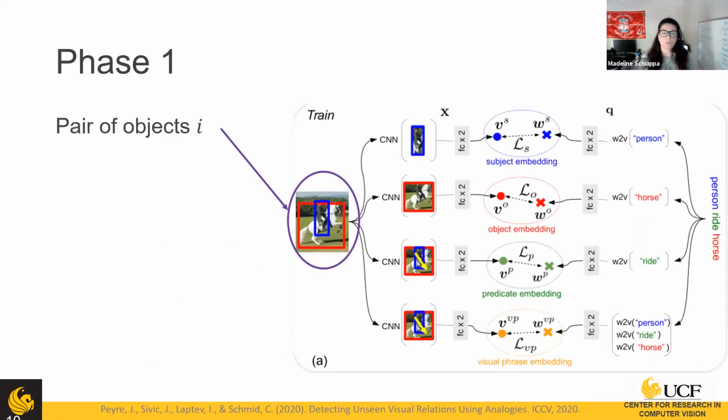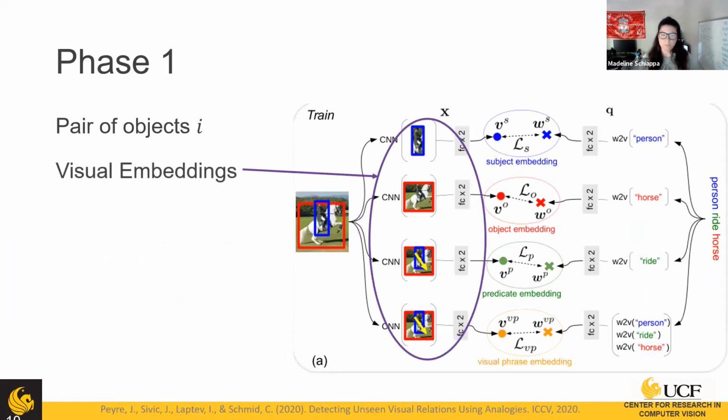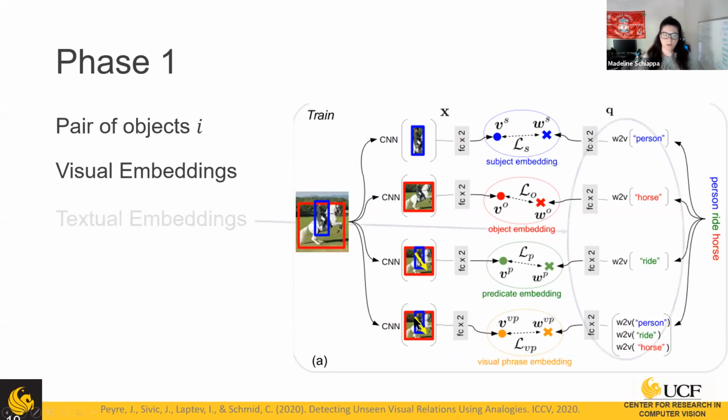To start, we're given a pair of objects, I, and that involves the subject and the object. And this is extracted from a pre-trained convolutional neural network. We then get visual feature space based off of that convolutional neural network for the subject, the object, the predicate, and the visual phrase as a whole.